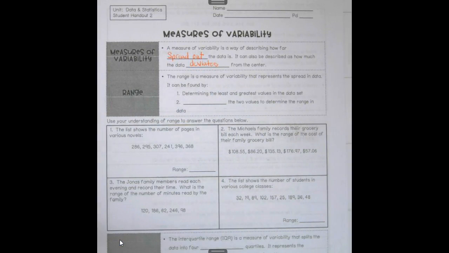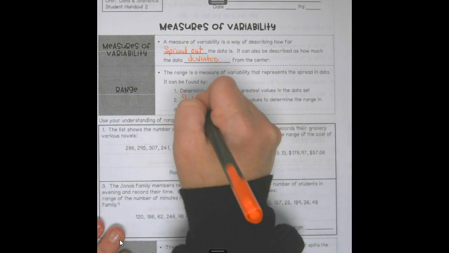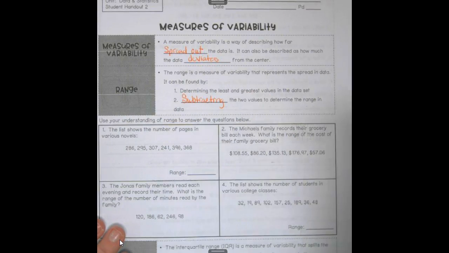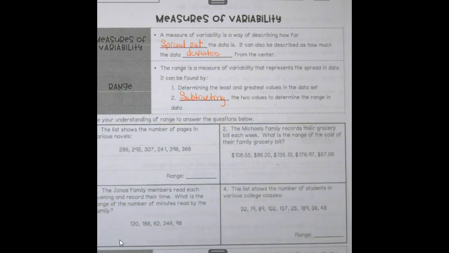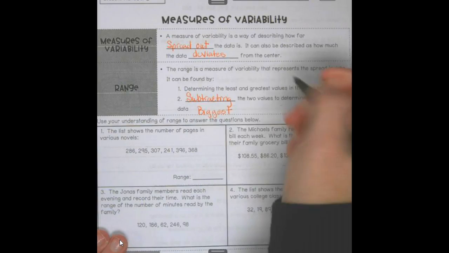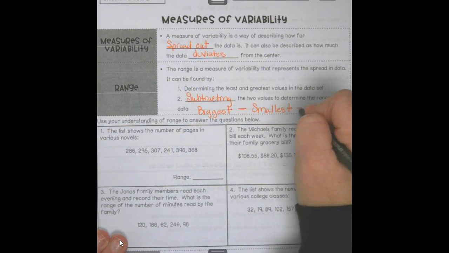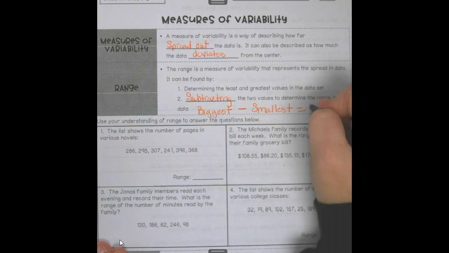Range. The range is a measure of variability that represents the spread in data. It can be found by determining the least and the greatest value in the data set, and then subtracting the two values to determine the range in the data. So this is the biggest number minus the smallest. The biggest minus the smallest gives you range.